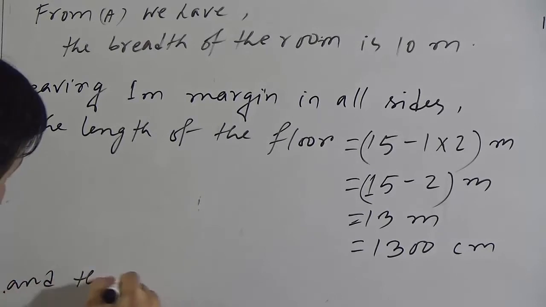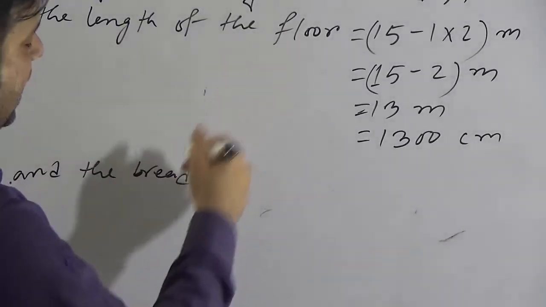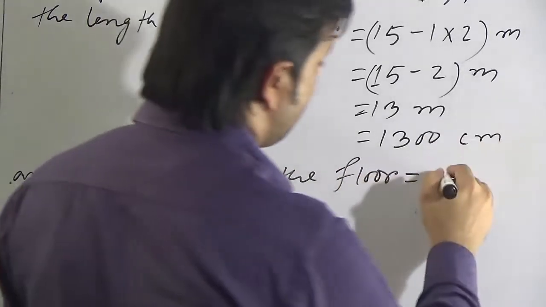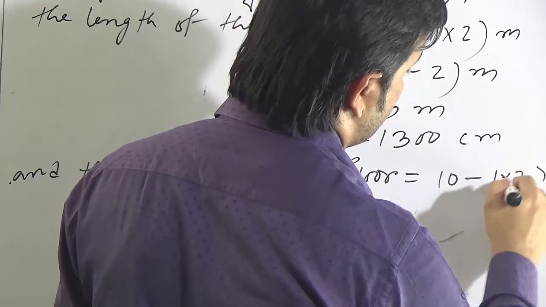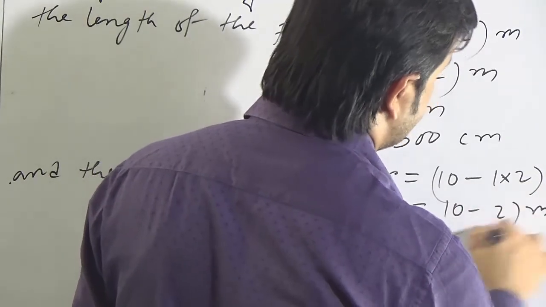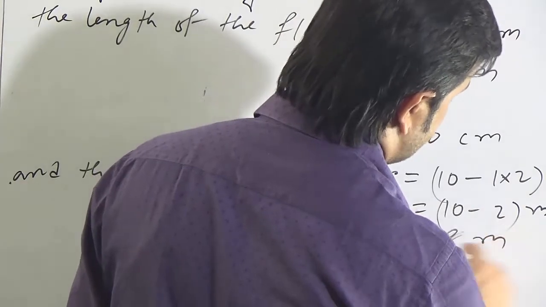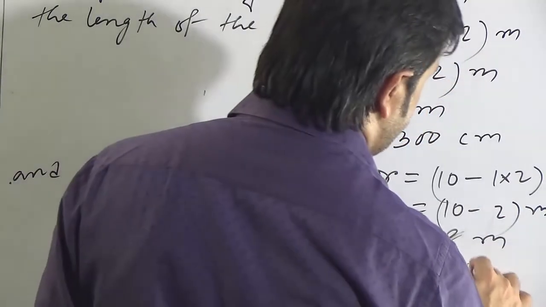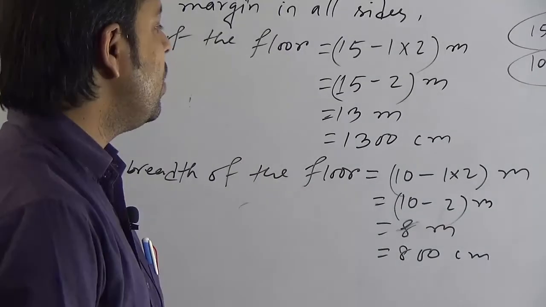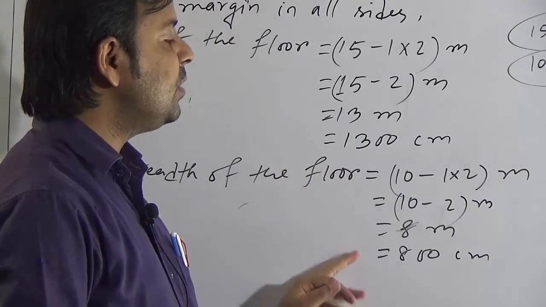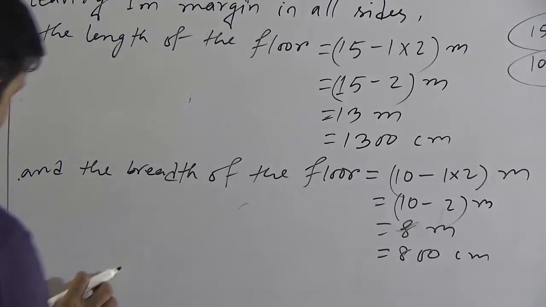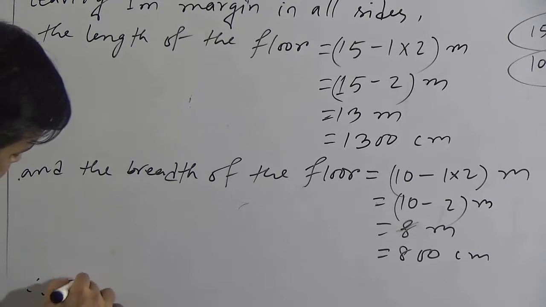And the breadth, leaving 1 meter margin, the breadth of the floor will be equal to 10 minus 1 into 2 meter, that will be equal to 10 minus 2 meter, that is 8 meter. So if we convert this into centimeter, this will be 800 centimeter, as 1 meter equal to 100 centimeter. Okay, dear students, so I have determined the length and breadth of the floor, leaving 1 meter margin in all sides. So the area of the floor. Therefore, the area of the floor.